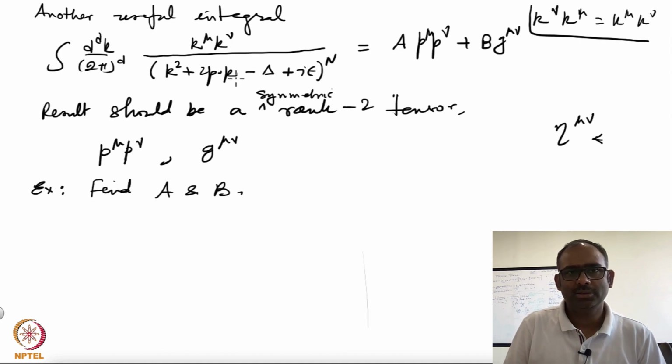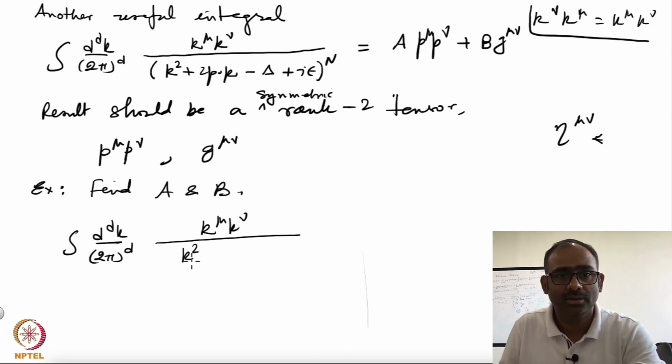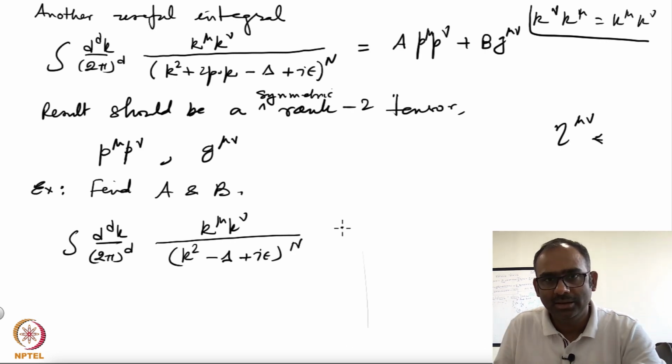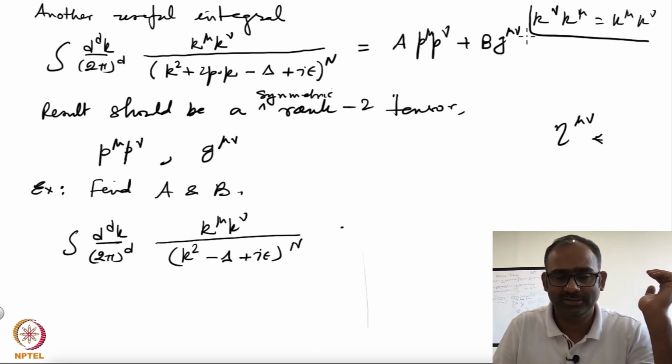Now what I will do is put p equal to 0, so that I can evaluate this integral in a slightly simpler setting. So p is gone, and of course the result will not depend on that factor because p is 0 now. So let us look at this integral, ∫ d^dk/(2π)^d k^μ k^ν over (k² + 2p·k, which is k², minus Δ + iε) to the power n. I already know that this result should be proportional to g^μν, because that is the only thing that will be left now.